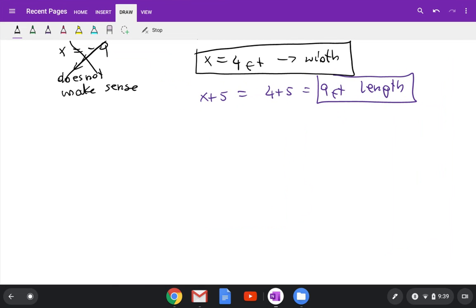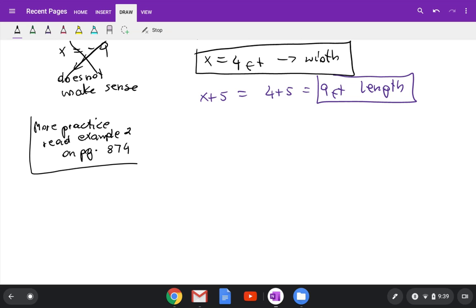If you need more practice, you can read example 2 from your textbook on page 874. Very similar example to the one which I went over.